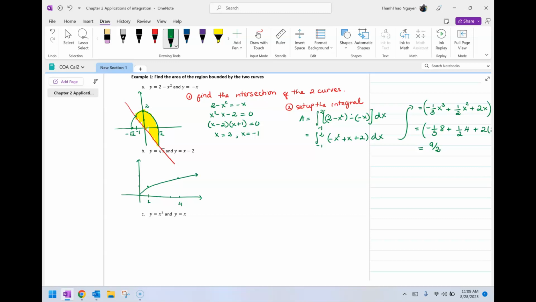The line y equals x minus 2 has the y-intercept at negative 2. The x-intercept, when y equals 0, is at 2. And what happens when x equals 4? When x equals 4, y equals 2. So we're looking at this line. Let me go ahead and extend this.